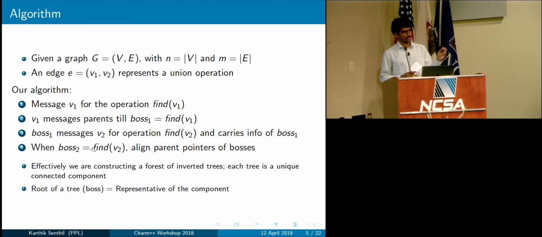Now, boss1 messages vertex V2 to perform the similar find operation of V2 along with carrying its information, that is boss1's information. Now, when you find boss2, that is you finish the find operation on V2, you just realign the parent pointers based on any condition that your algorithm specifies. So what we are effectively doing here is constructing a forest of inverted trees where each tree represents a unique connected component. And the root of this tree, or the boss, is the representative element of your component.